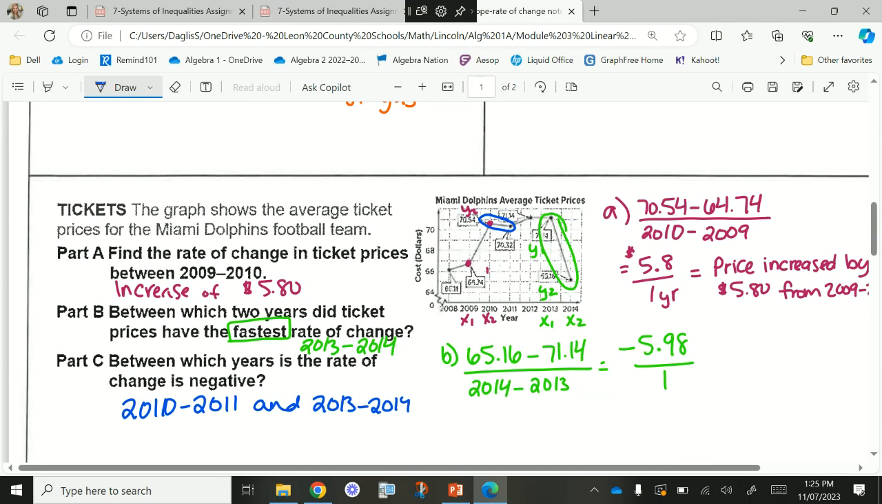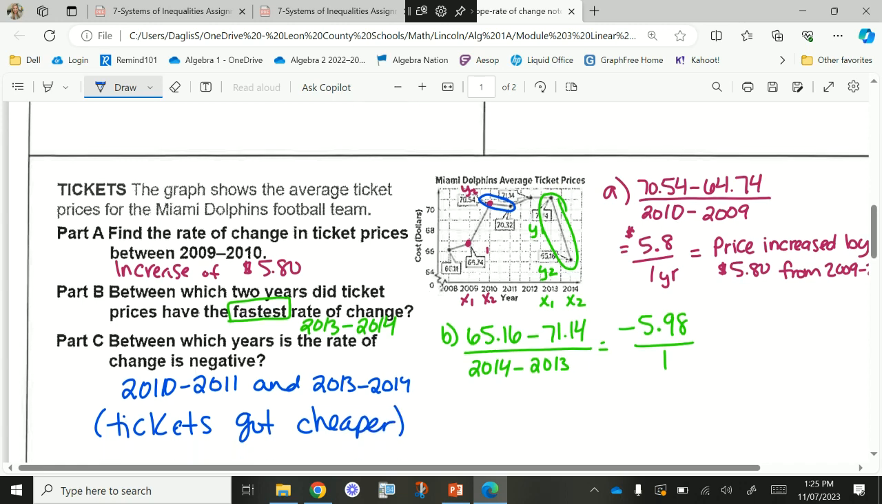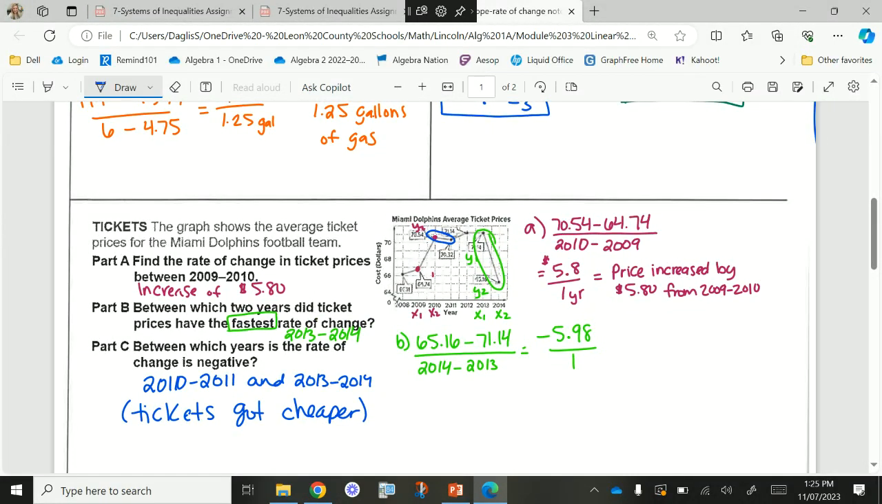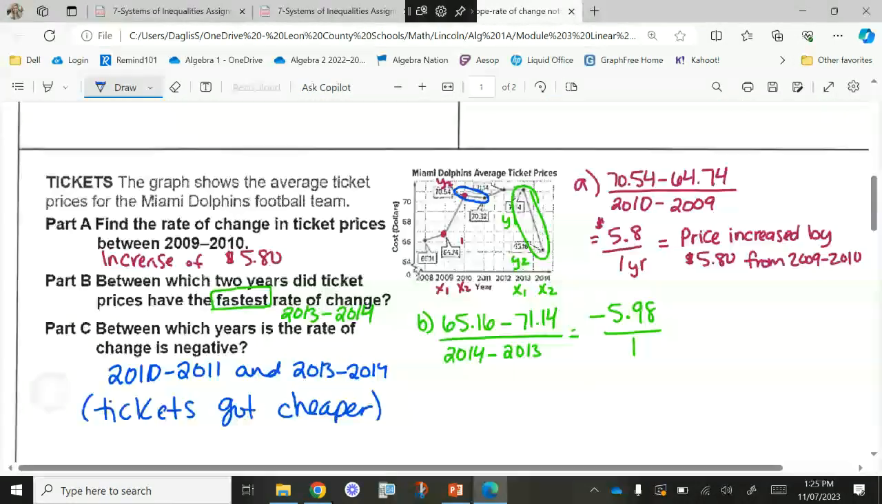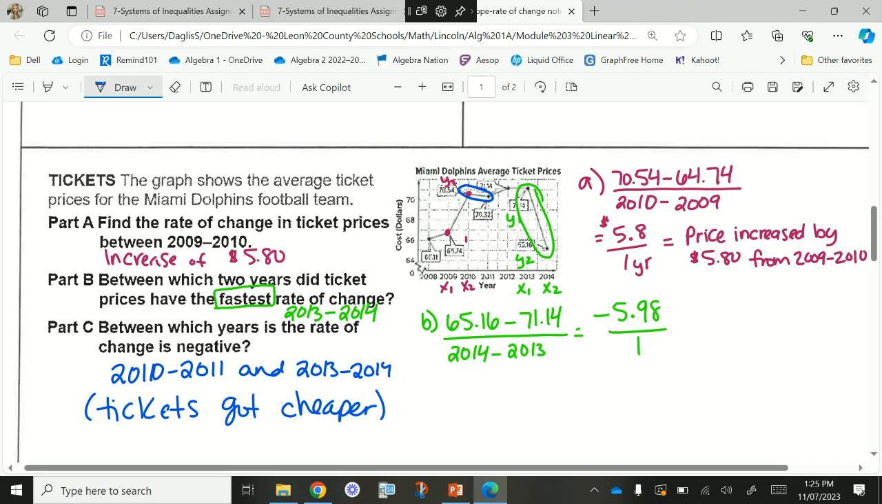What did they do? They decreased. They got cheaper. If my rate of change is negative, then my prices went down. The rate of change went in the negative direction. Okay, I'm going to say tickets got cheaper. All right. Are we okay putting words with our numbers? No.